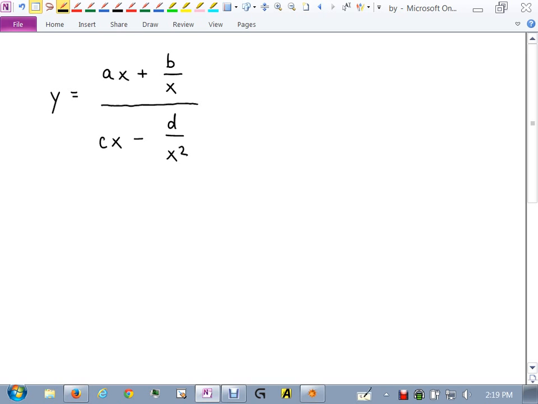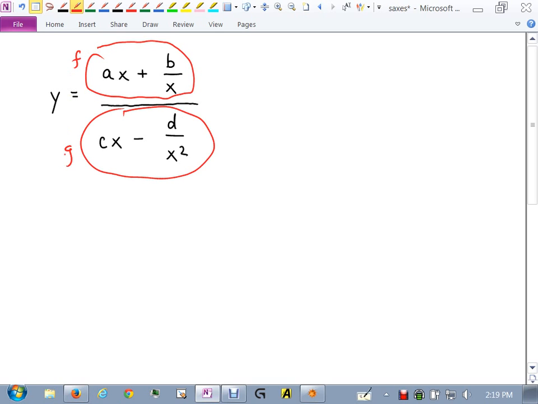Anything? Any suggestions? Do what? Do this? Quotient, LCD. All these things are correct. I mean, everything that I've heard is pretty much okay. Overall, though, do we see this? F and G? F over G. Do you all see that? F over G.